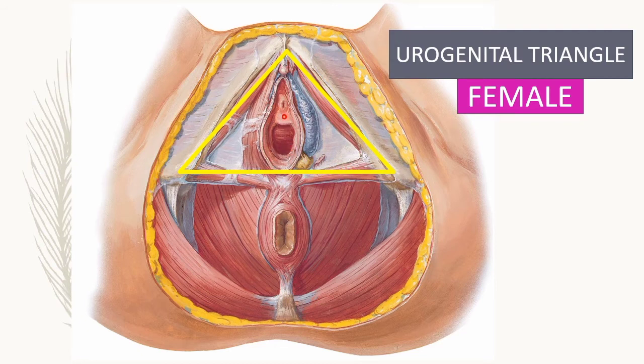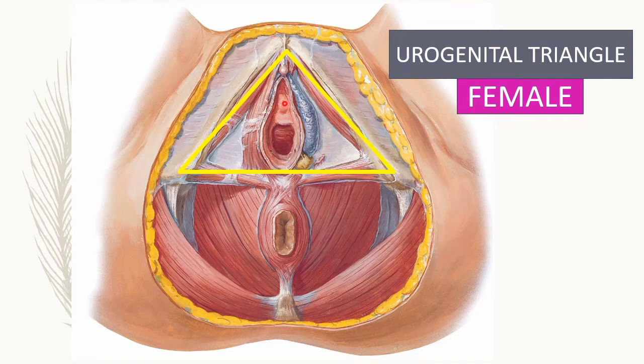Let us see the apex. The apex is formed where the right and left boundaries join at the midline behind the pubic bones. The base is formed by the imaginary line drawn at the level of the right and left ischial tuberosities. That is about the urogenital triangle.